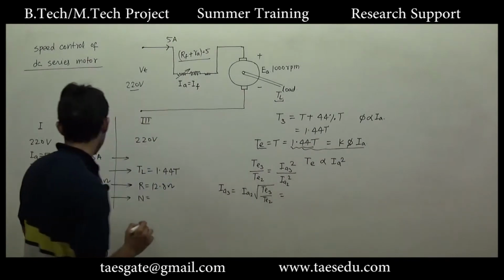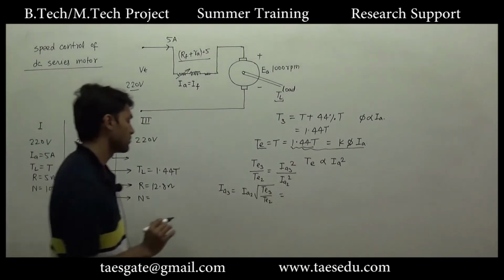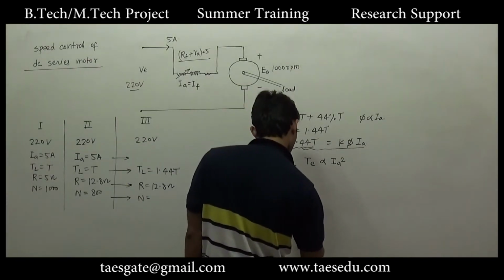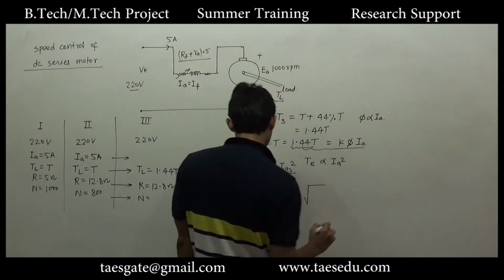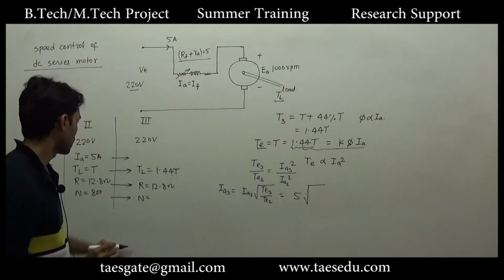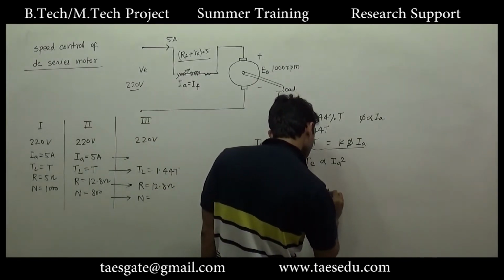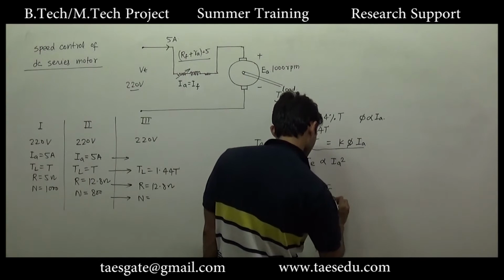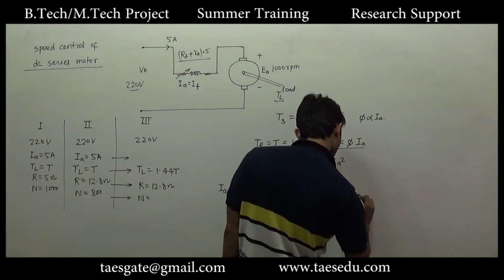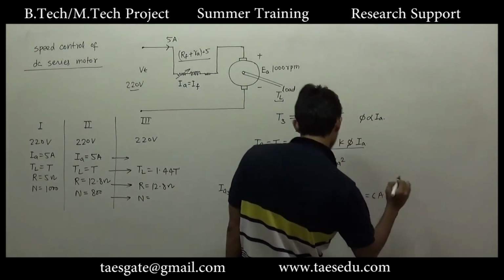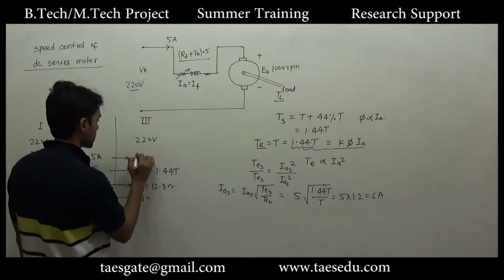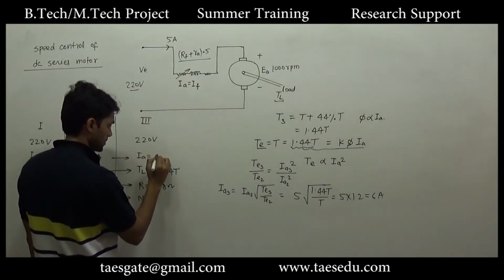What is IA2? IA2 equal to 5 ampere into TE3 is 1.44 T divided by T. Here we will get 5 into 1.2. In the third case, armature current is 6 ampere.